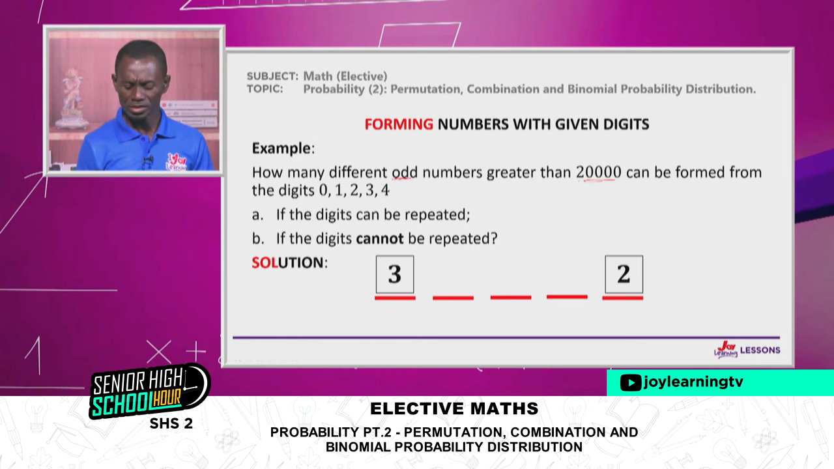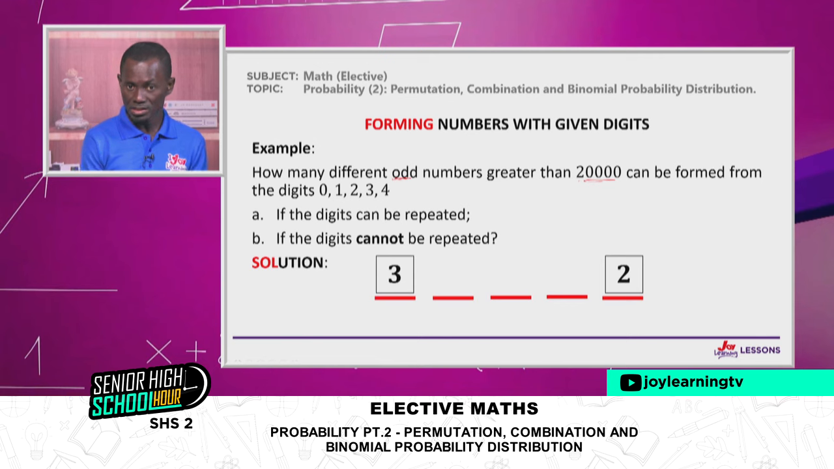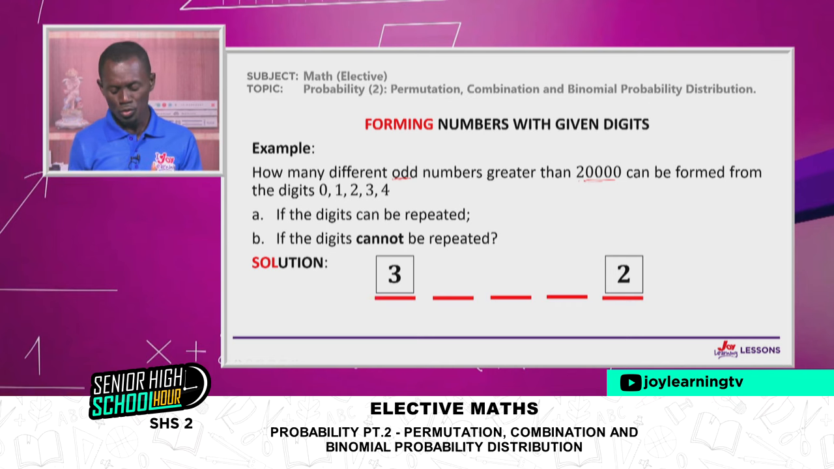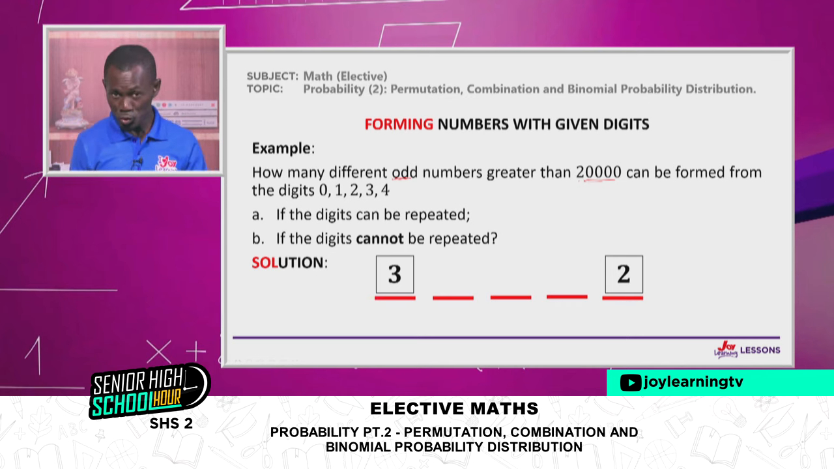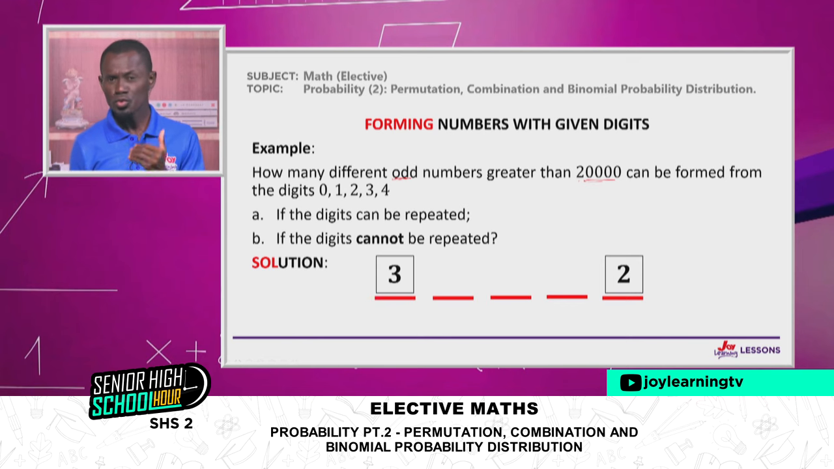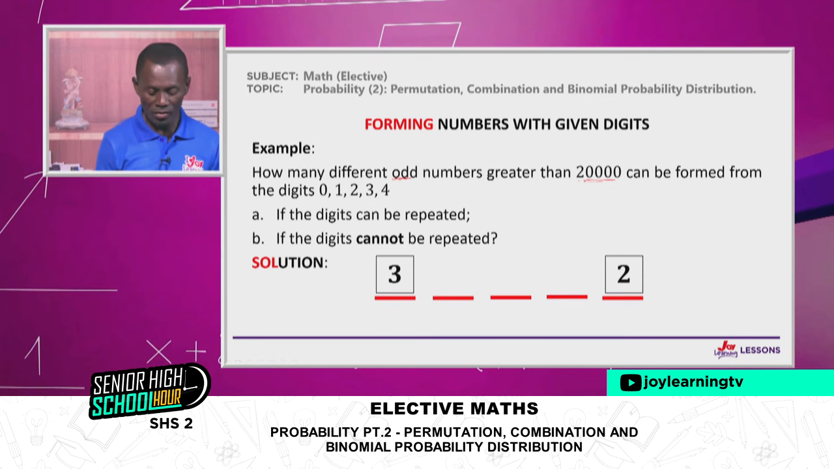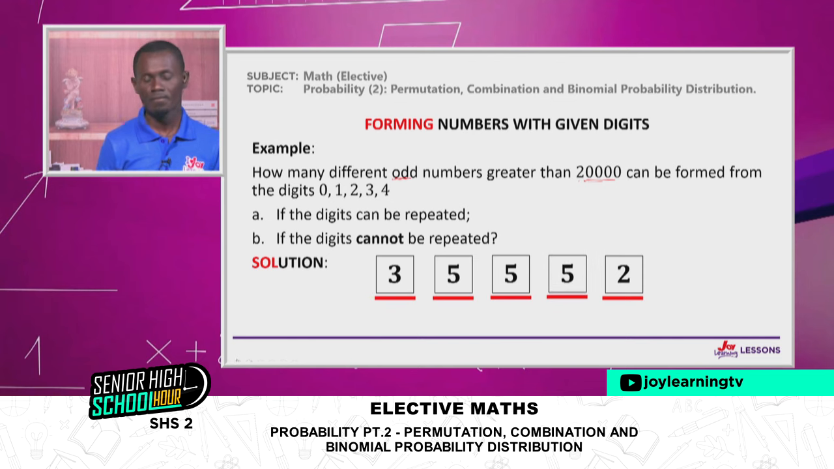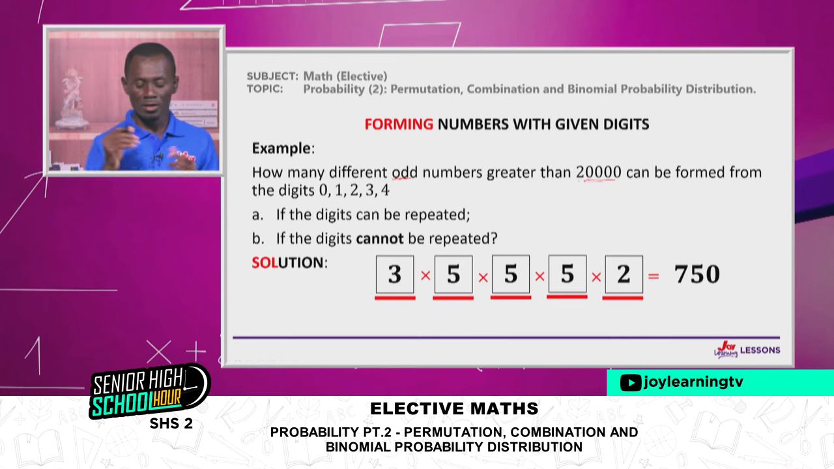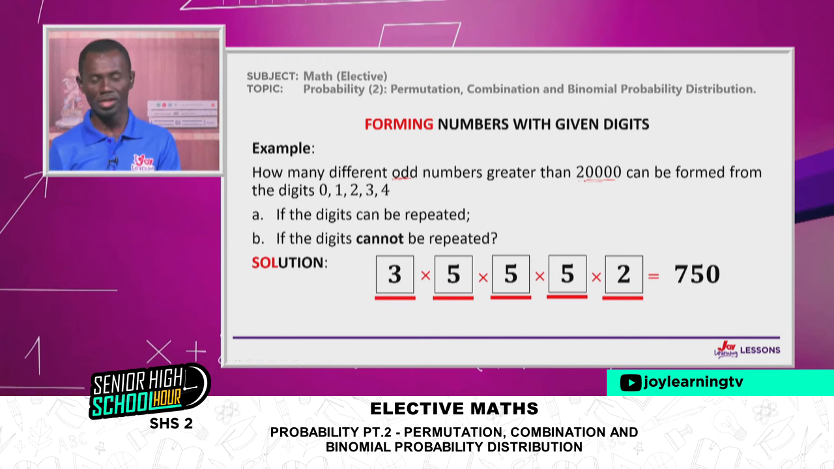Well, recall the question says that the digits can be repeated. So it does not matter that I have used certain digits earlier, I can repeat them. For example, if I use 2, I can have 22222. In other words, 22,222. It will still be greater than 20,000. I could use 23222, 23,222. So it doesn't matter that I have used them if I can repeat them. So all 5 numbers qualify for all the spaces. Well, if we multiply that as previously, we should have 750 different odd numbers greater than 20,000 formed from the digits 0, 1, 2, 3, and 4.